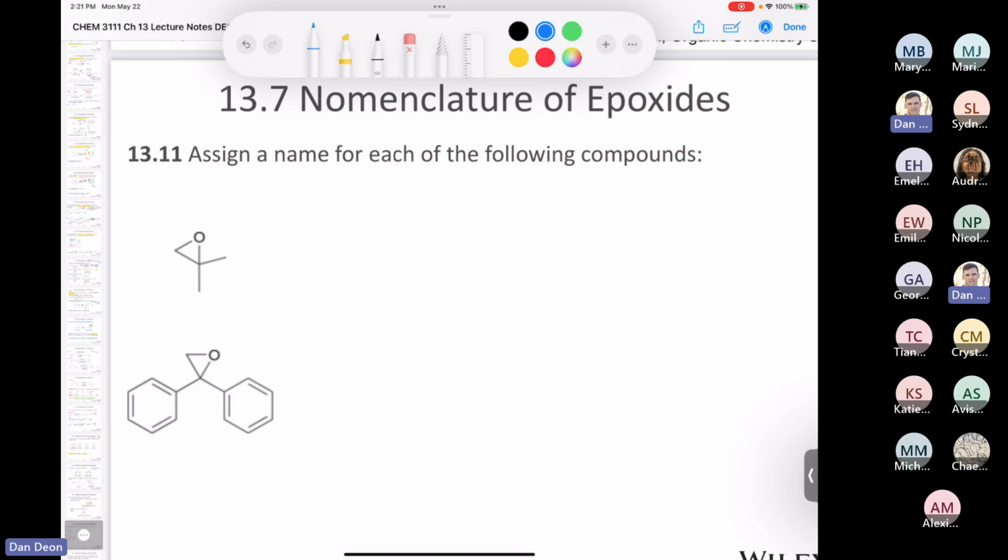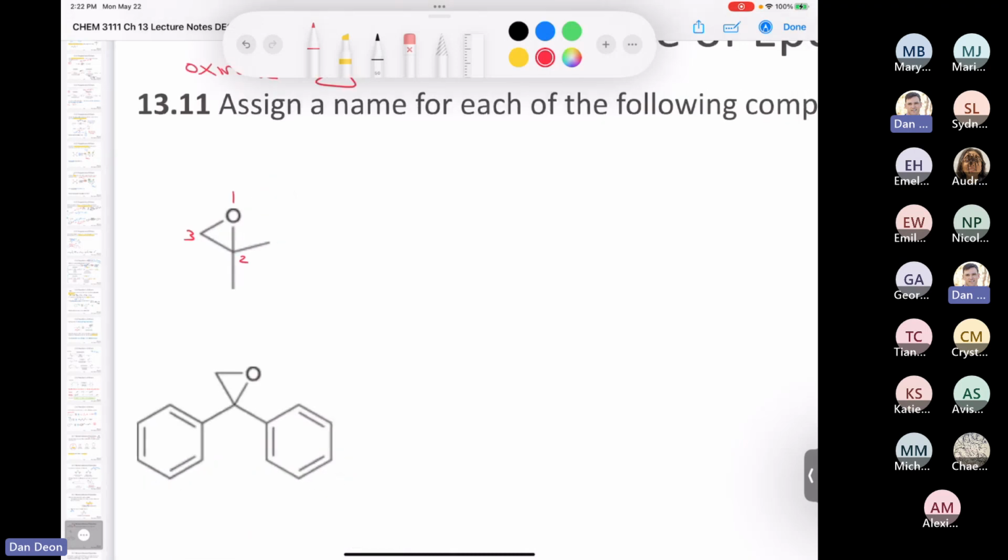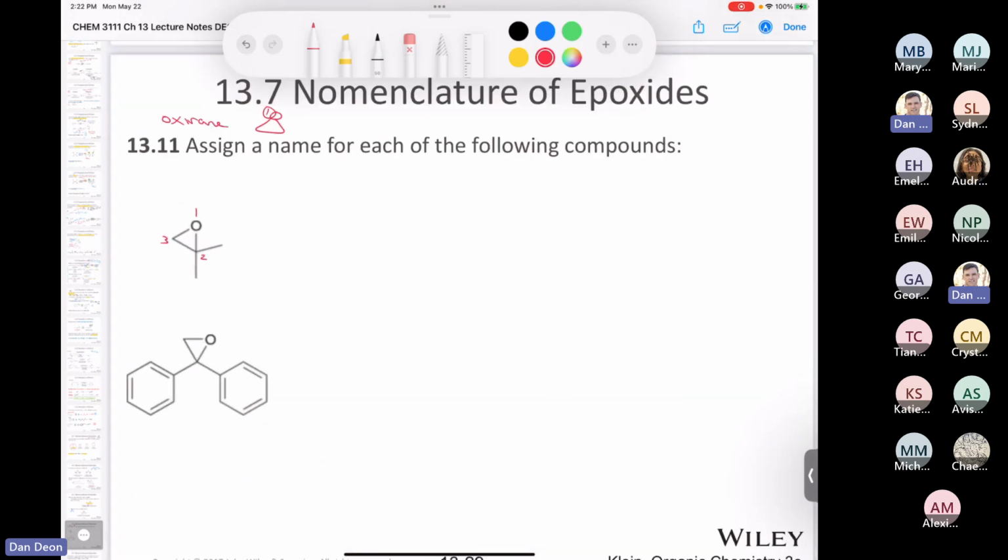And remember that oxirane is a 3-membered ring, and the oxygen is number 1. So if we are naming this compound as an oxirane, the oxygen is number 1. This carbon is going to be number 2 because it's got substituents, and this will be carbon number 3. So we would just call this compound 2,2-dimethyloxirane. Let's scribble that down: 2,2-dimethyloxirane.